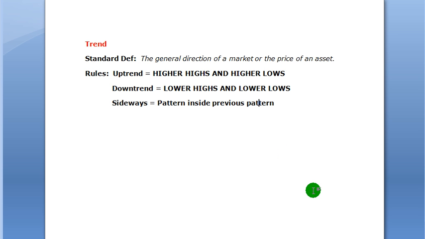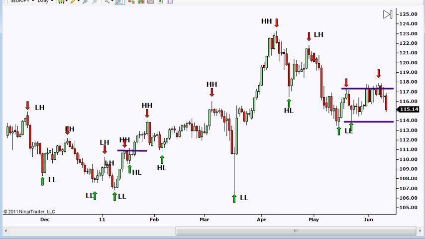So what I want to say here is we also have a sideways market, right? Basically that is when you have a pattern of higher highs, higher lows, lower highs, lower lows, or any combination of those inside a previous pattern, which is what we have here. Lower high, lower low, lower high, higher low, higher high, and we don't know what's going to happen here. This market hasn't finished this move yet, but it could very well bounce at the 114 level.